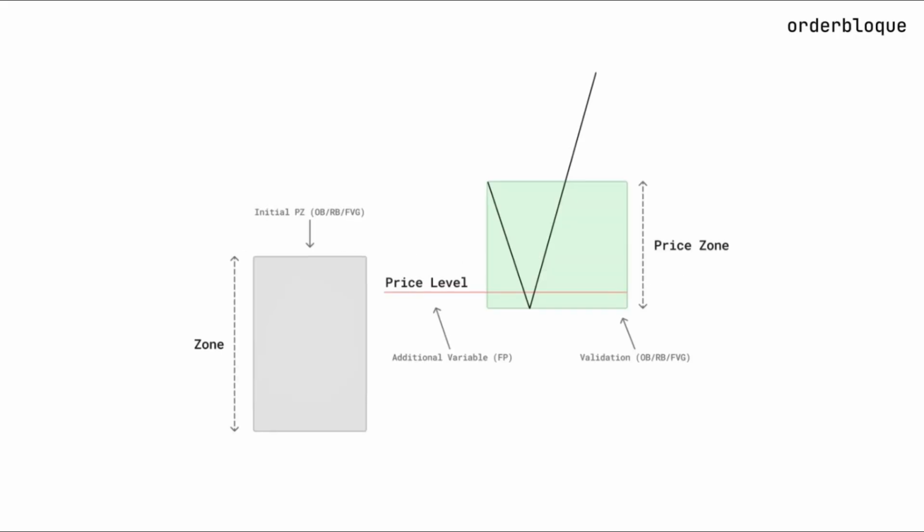occur. The second option is a bit more complex as it involves validating the initial price zone 2 timeframes lower, provided that the additional variable is exclusively a fractal point. However, with this approach, it is also possible to use fair value gap as an additional variable, as long as it is not used for validating the initial price zone.